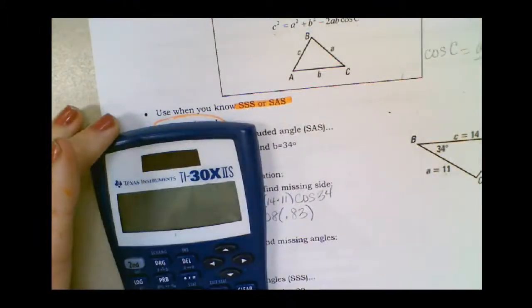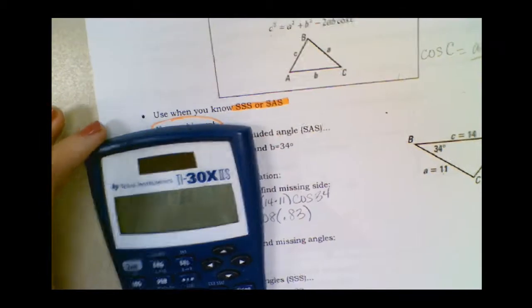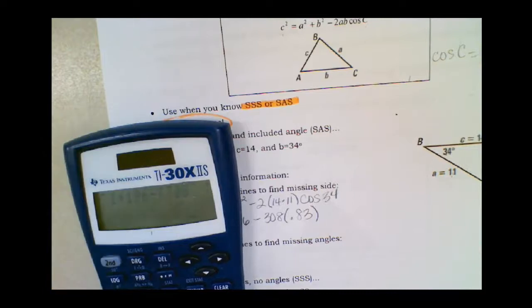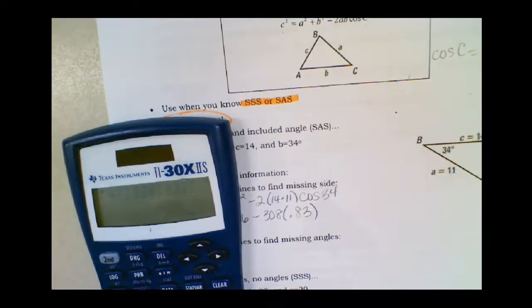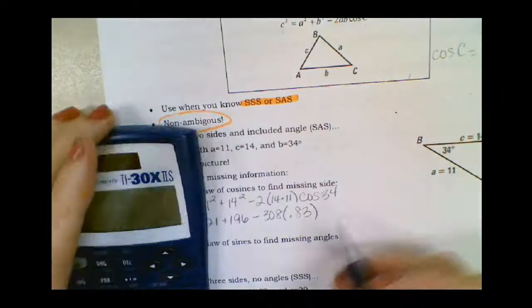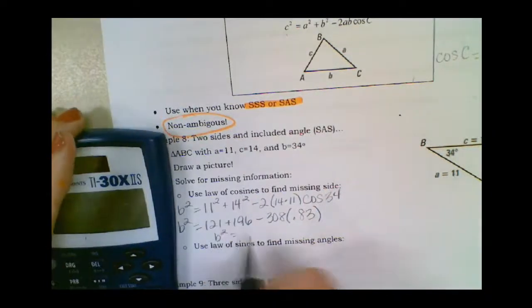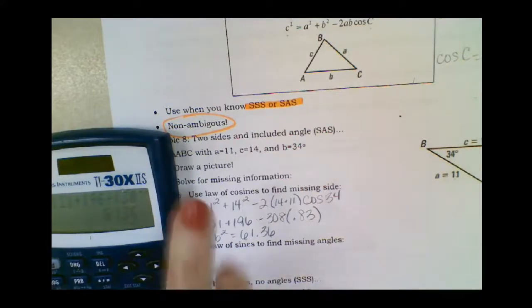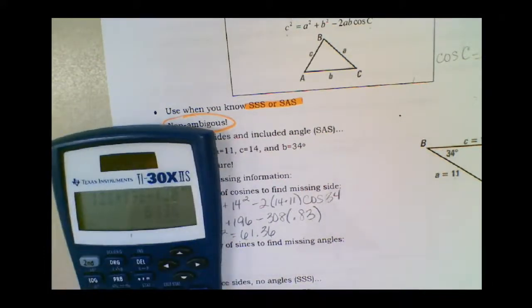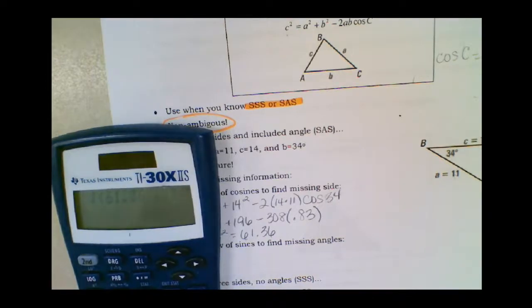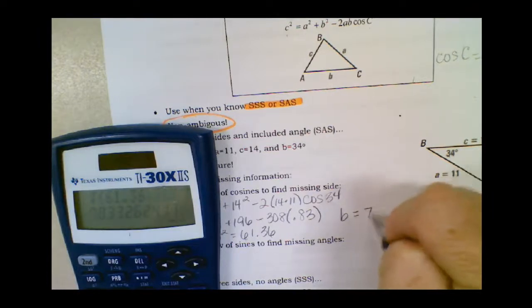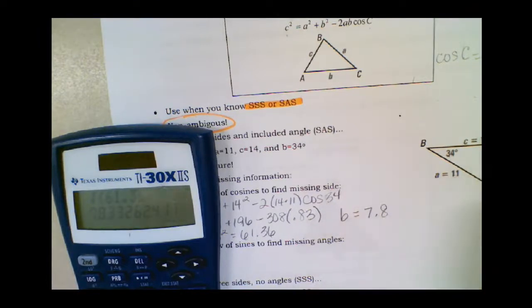You're just going to do 121 plus 196 minus, and then I put this multiplication in the parentheses together, and I get a B squared value of 61.36. So if 61.36 is my B squared, I just need to take the square root of that, and I get B is equivalent to about 7.8. It's about 7.8 over here. Okay.